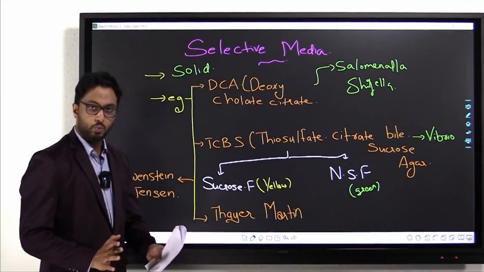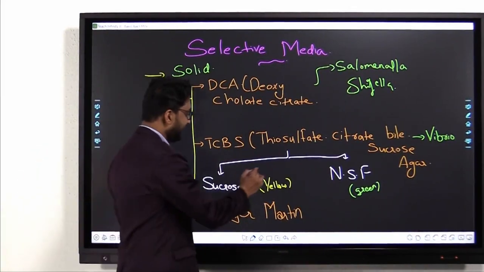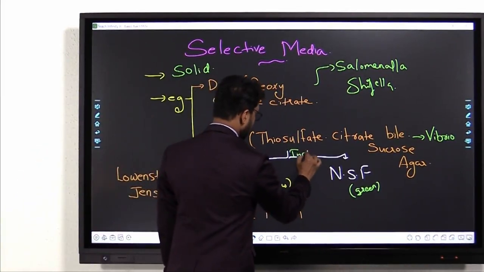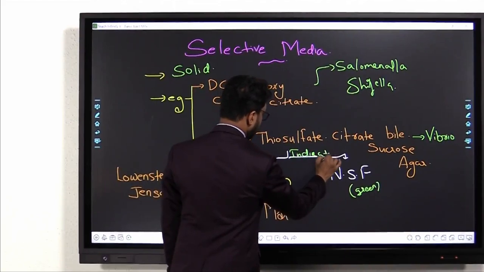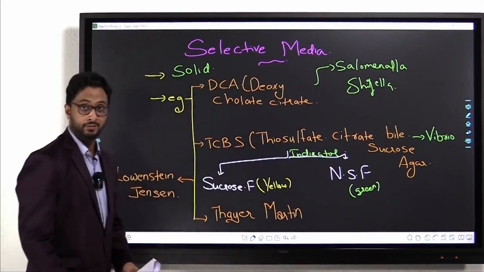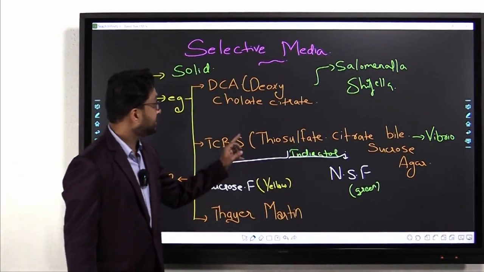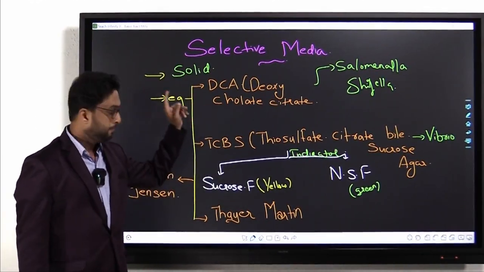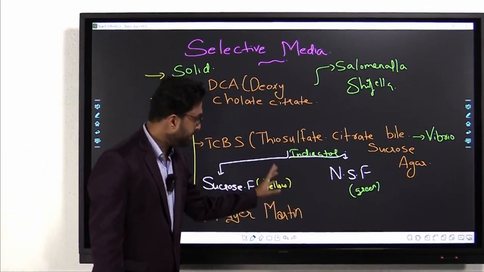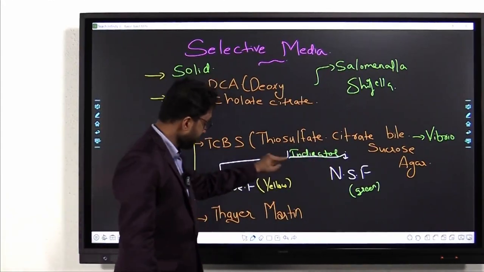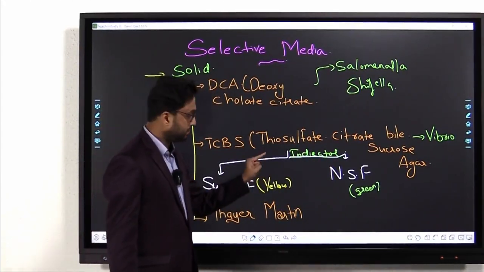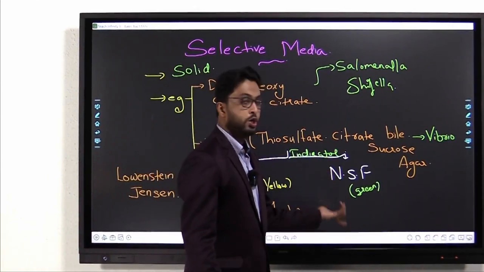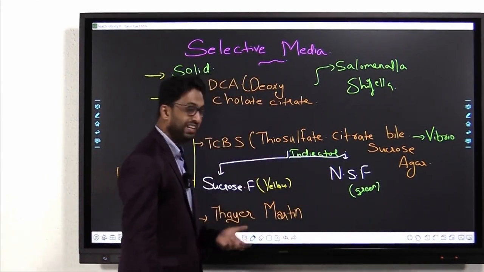Now, what does it mean? It's an indicator media. We'll soon see it's an example of indicator media, so I'll not repeat it again. Fine. So TCBS is a selective media plus it is an indicator media. For what? For Vibrios. Because sucrose fermenters will show yellow colonies, non-sucrose fermenters will show green colonies.